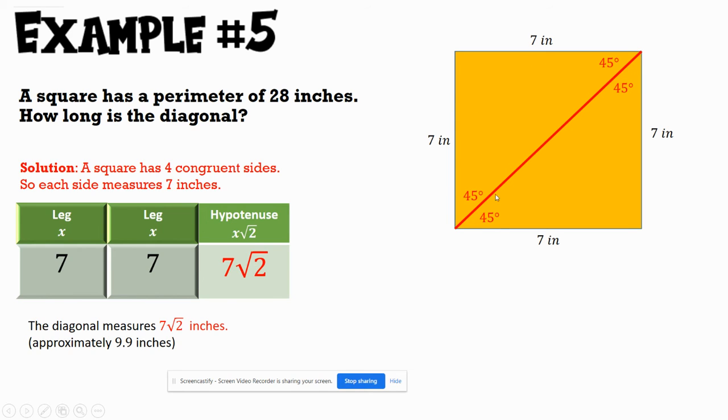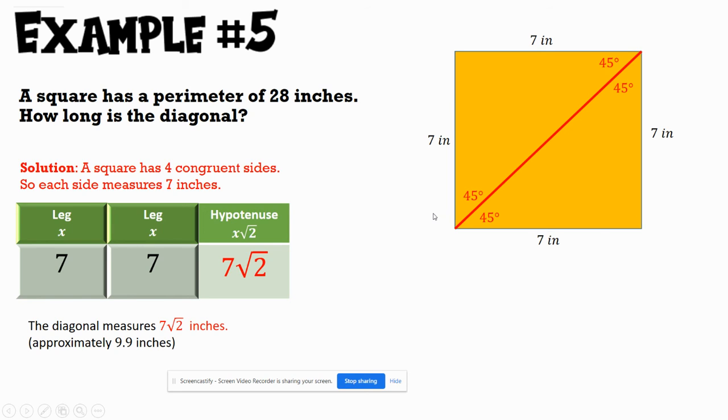Now, a square also has 4 right angles. So when I look at this triangle, this is a right triangle. And because these sides are congruent, the angles across them are congruent. So that means that these angles also are 45 degrees. So I am looking at a special right triangle, a 45, 45, 90-degree triangle.